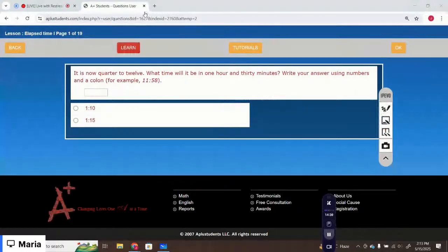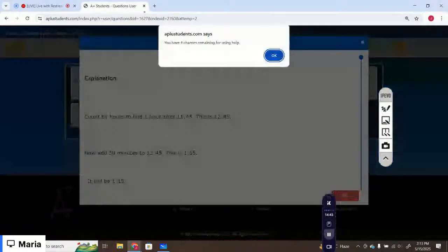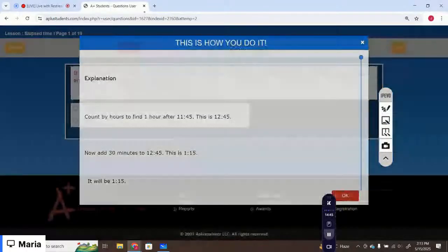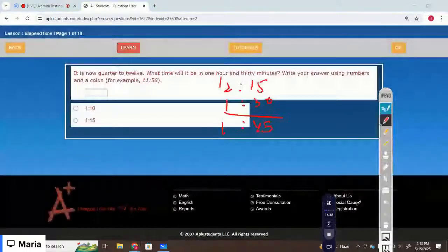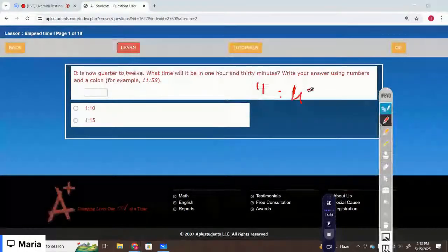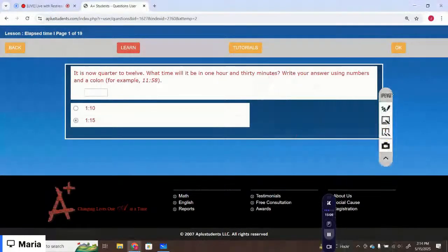Quarter to 12, that means then it is 11:45. Yes, sorry, 11 to 12. It is 11:45, not 12:15, right? Quarter past, not that, it is quarter to. So 11:45, add 1 hour and 30 minutes. So 45 plus 15 makes 60 minutes. We need to add 1 hour: 11, 12, add 1. So that makes 1:15. Very good. The correct option is option number two, not option number one.